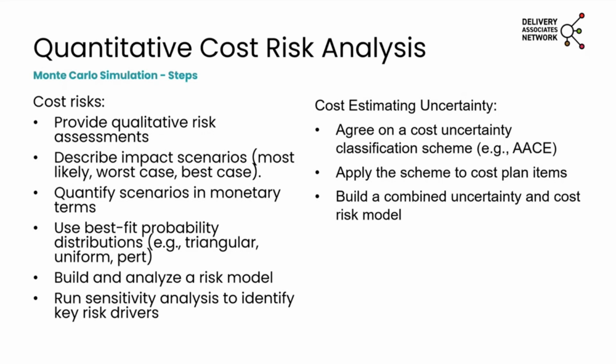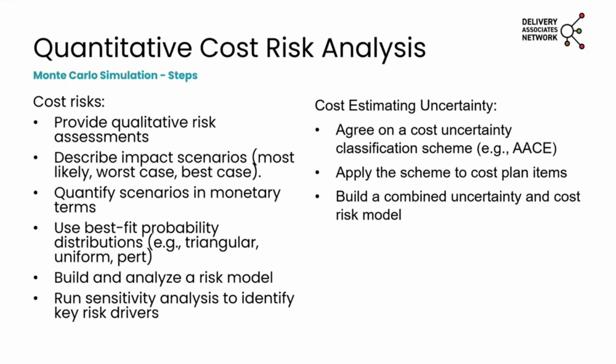So the steps in terms of risk: we provide a qualitative risk assessment, then we describe impact scenarios, so best case, worst case, most likely case, to create distributions. Then we use best fit probability distributions. We quantify the risk and we build and analyze a risk model. Then after we've also added on uncertainty, we can run sensitivity analysis to identify the key risk drivers, so the key risks that would drive the cost up.